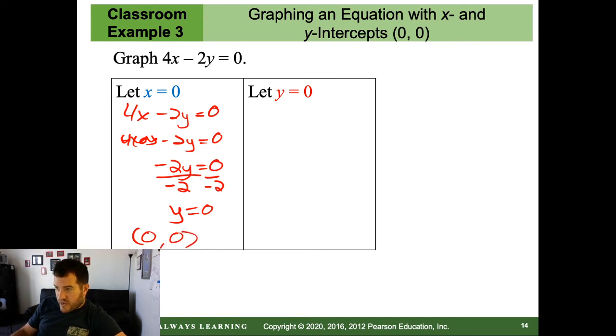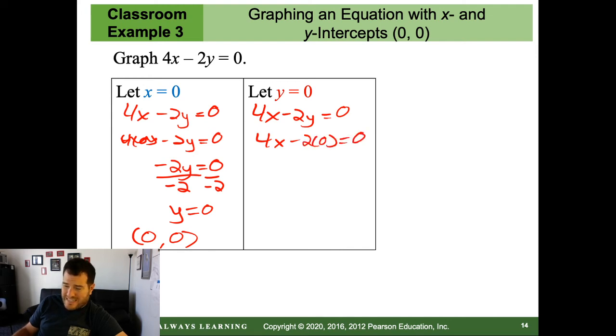Okay? Over here, let's say that we let y equal 0. So I get 4x minus 2 times 0 equals 0. Well, 2 times 0 is just 0. So I have 4x equals 0.